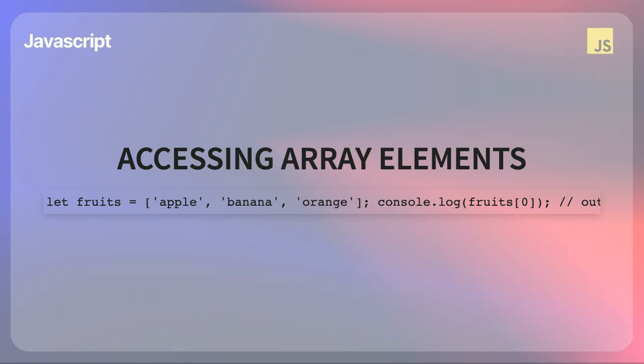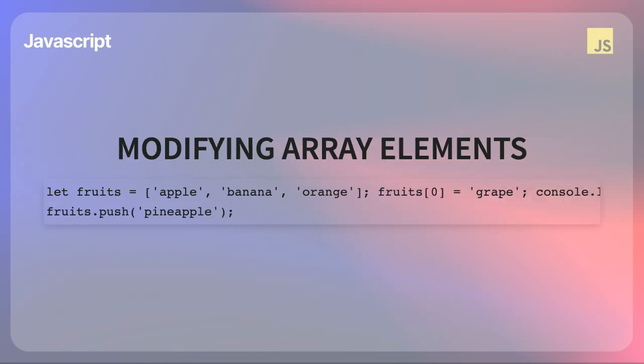You can access individual elements of an array by their index. Remember, the first element is at index 0. You can modify individual elements of an array by reassigning them. You can also add new elements to the end of the array using the push method.